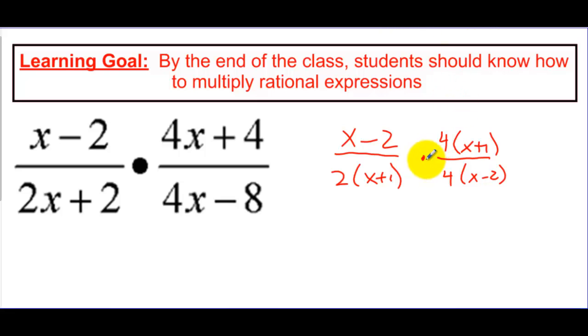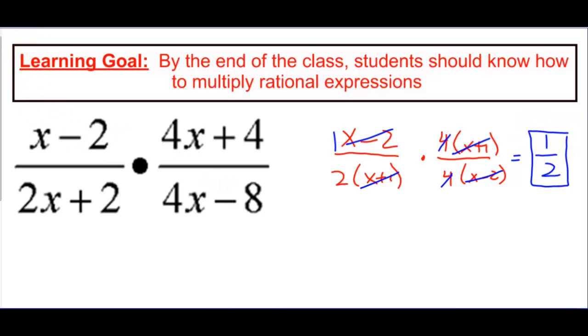All right, I can say 4 cancels with 4, x minus 2 cancels with x minus 2, x plus 1 cancels with x plus 1. And remember, if there's nothing else left on top, we do always have a factor of 1 that multiplies with everything. So it looks like this whole big expression multiplied together is really just 1 over 2. And that would be my final answer.